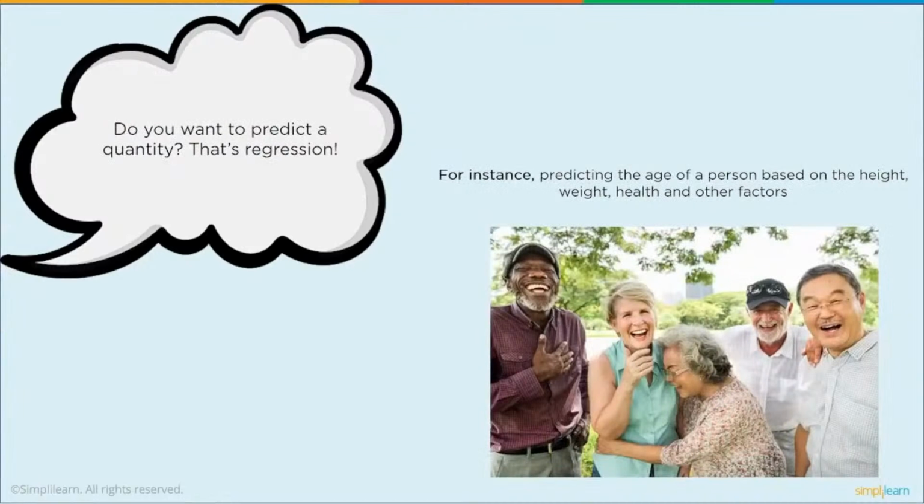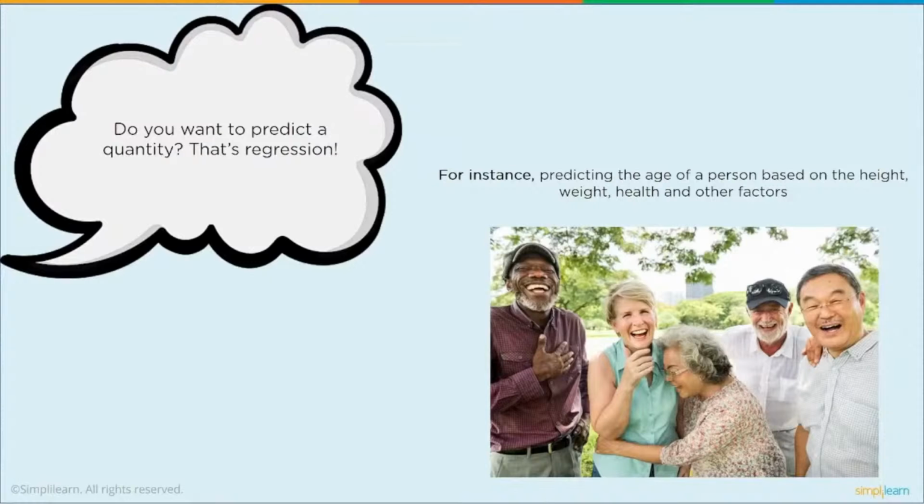Do you want to predict a quantity? That's regression. So remember, we just did classification. Now we're looking at regression. These are the two major divisions in what data is doing. For instance, predicting the age of a person based on the height, weight, health, and other factors. So based on these different factors, you might guess how old a person is.